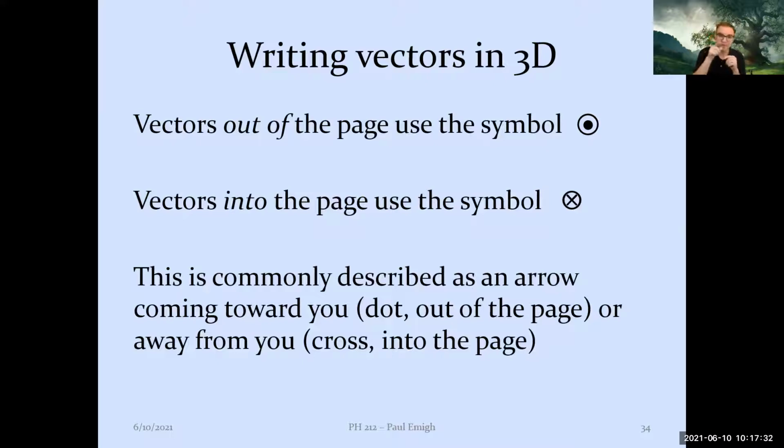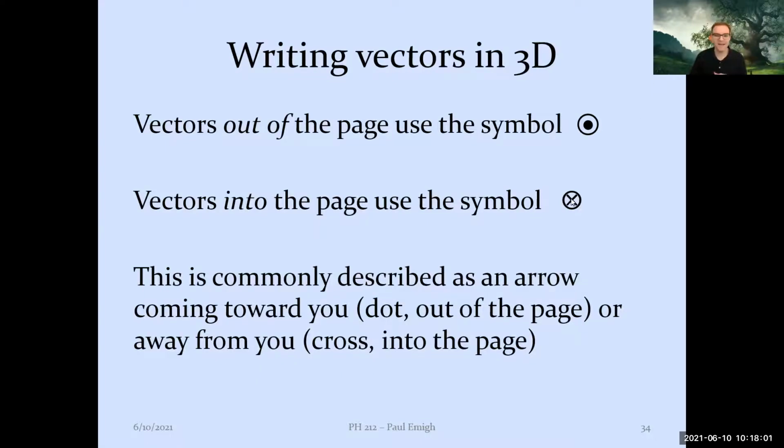which is a circle with a dot on it. For vectors that point out of the page, so they would be coming out of the screen at you in this instance, and vectors into the page have a circle with a little X through it. A good way to remember that is to think about an arrow in flight: if it's coming at you, you see the tip of the arrow, and if it's moving away from you, you see the fletchings on the back of the arrow. So that's a good way to remember that notation.